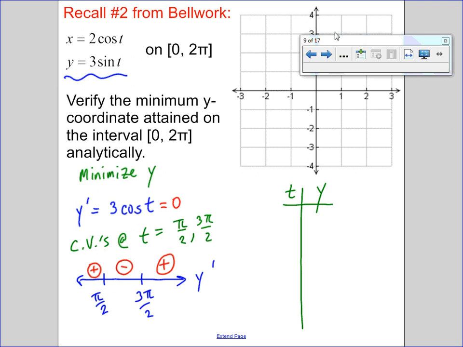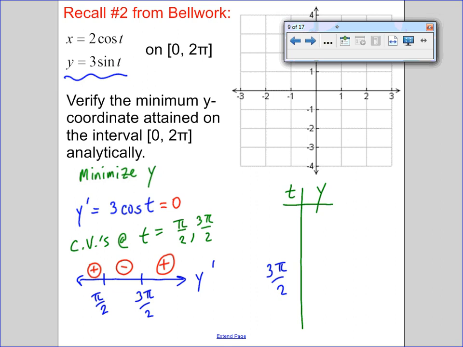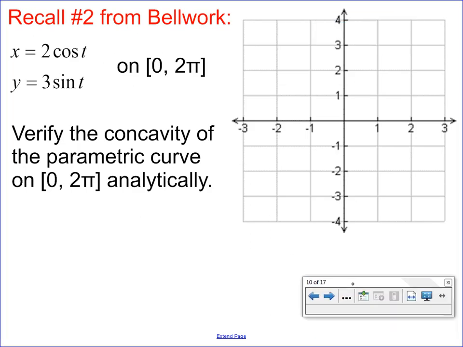Well, we already did that before. At 3 pi over 2, my y coordinate is sine of 3 pi over 2, which is negative 1 times 3, is negative 3. So it turns out that this y coordinate is both a local minimum and an absolute minimum for my interval 0 to 2 pi. Cool. Are you guys okay if we don't fill in our endpoints of the interval? Old news? Great. All right.